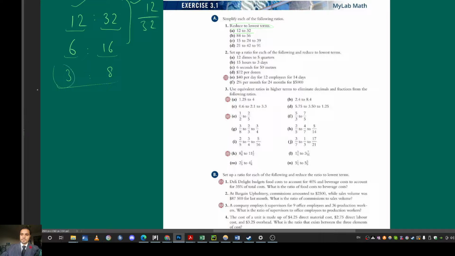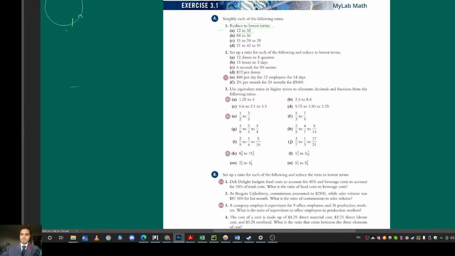Why? Because 3 is a prime number. Prime numbers are only divisible by themselves and 1, right? There's nothing else that divides 3 in a way that does not leave a remainder. It always leaves a remainder. So 3 divided by 2 is not going to divide completely, and we have a remainder. So that's not going to work. So basically we're left with 3 ratio 8. Okay, so that's the answer for the first one.